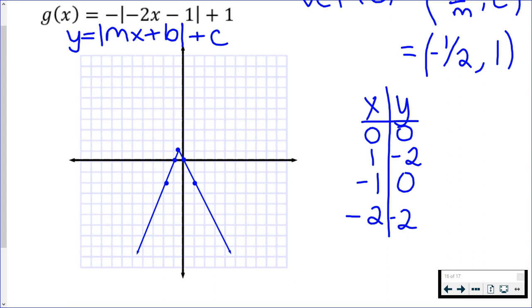Again, it's facing down because of that negative in front, and you can see how this graph is symmetric about that vertex. So if you were to draw a line through the vertex, it's a mirror image on both sides.